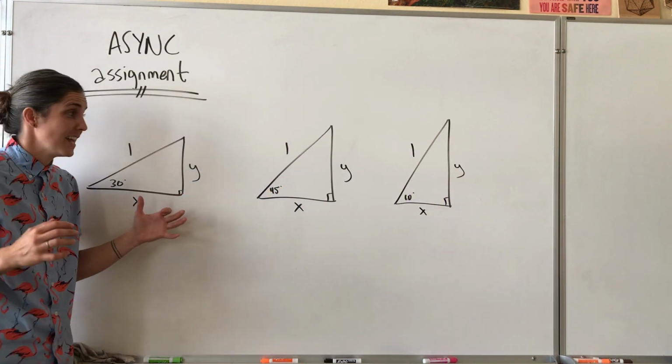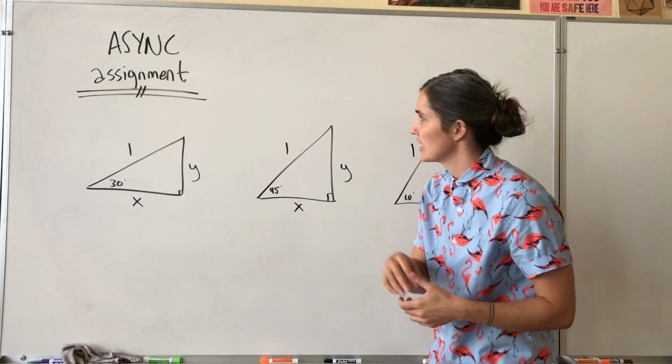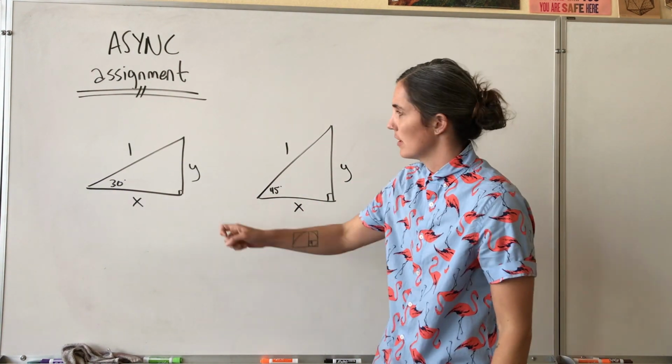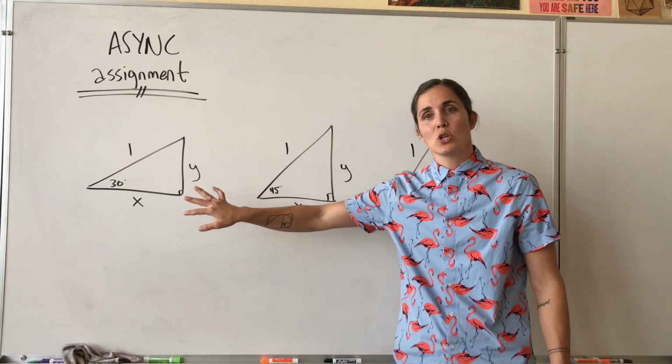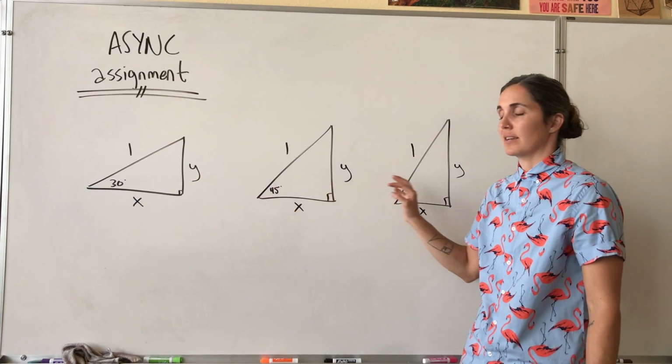All right, leveling up the game. For your asynchronous assignment, I've got 3 triangles, each with a hypotenuse of 1. Can you solve for the other missing sides?